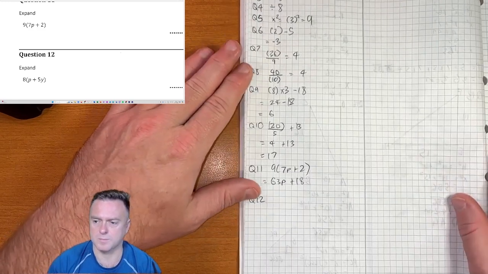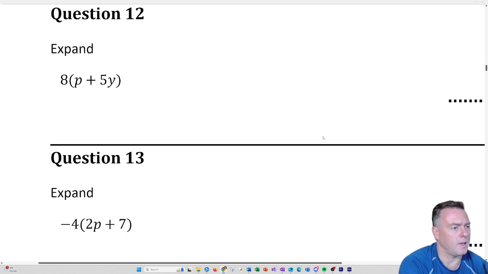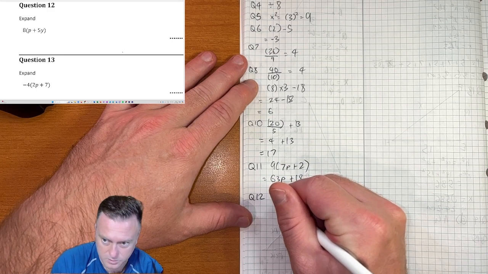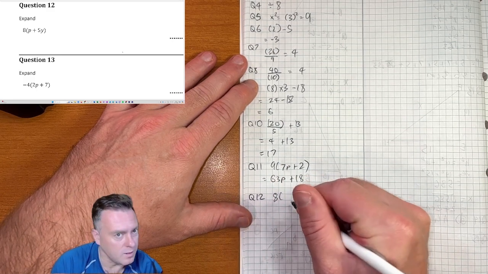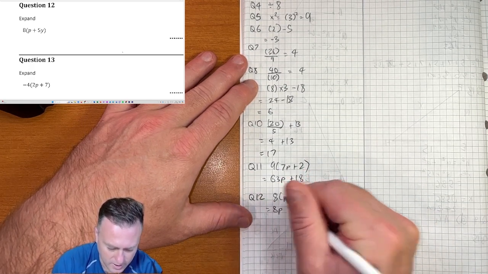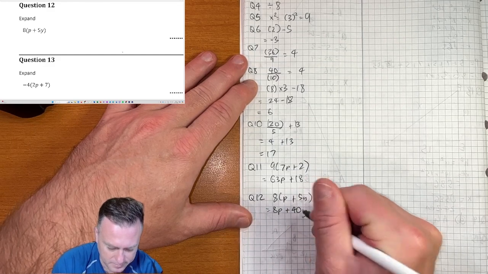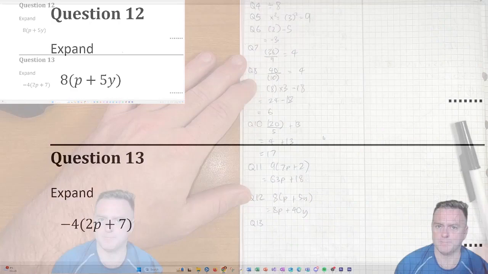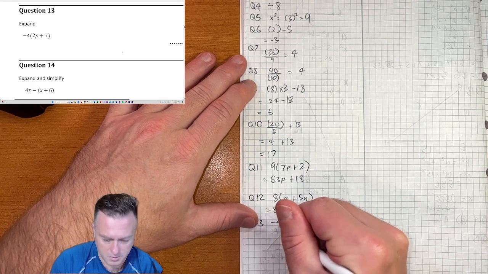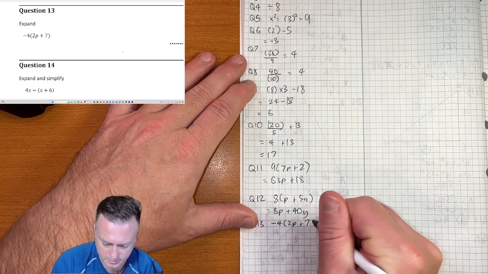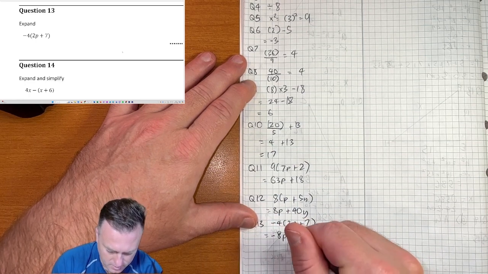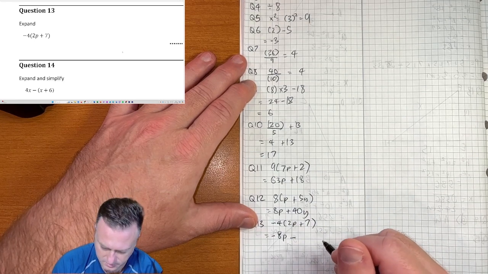Question 12. 8 lots of p plus 5y. So first step, we write the bracket thing down. So I'm going to go 8 lots of p plus 5y. 8 times p gives us 8p. 8 times 5 gives us plus 50y. Question 13. Minus 4 lots of 2p plus 7 gives us minus 8p. 7 fours are 28.